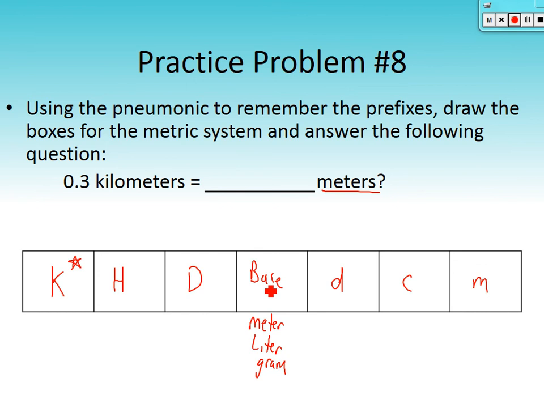This M over here stands for milli. So don't get that confused. If it's just talking about meters, we're coming to the base unit box. So that is 1, 2, 3 boxes to the right.